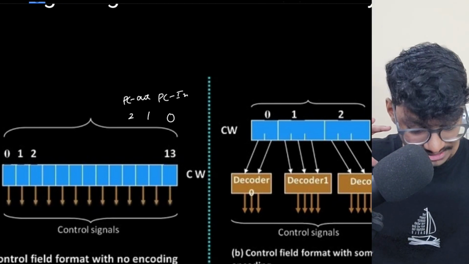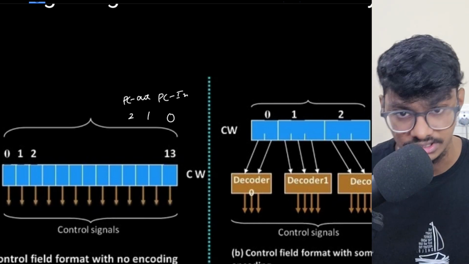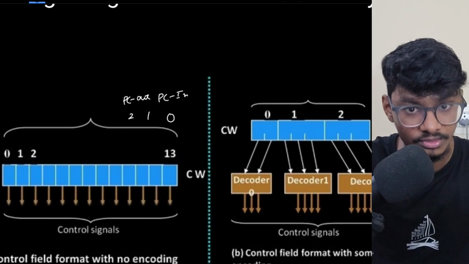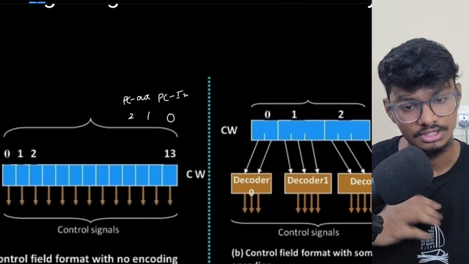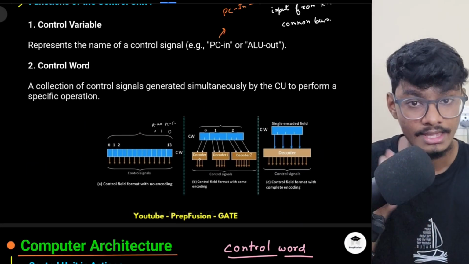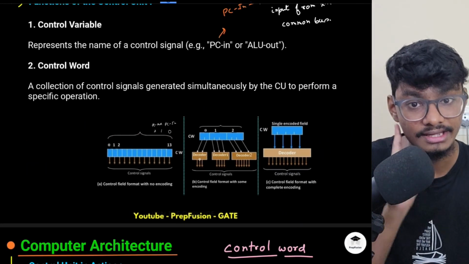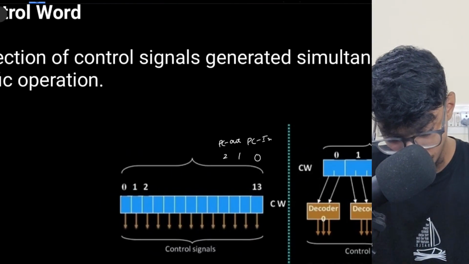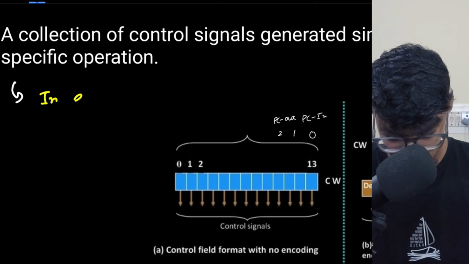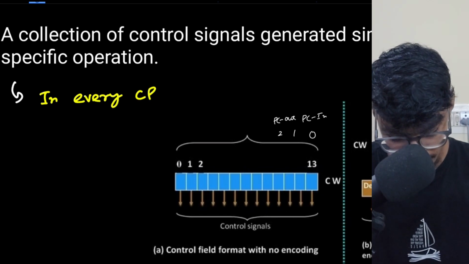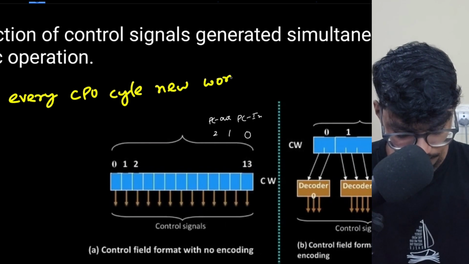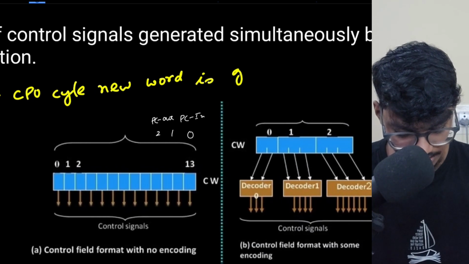And at once I simultaneously send this control signal to the whole bus, so that every component knows what it needs to do, whether it needs to perform a write or read operation. So we directly send it on the bus. So this is a control word. And in each CPU cycle, a control word is generated. What is a CPU cycle? I will explain that. In every CPU cycle, a new control word is generated.